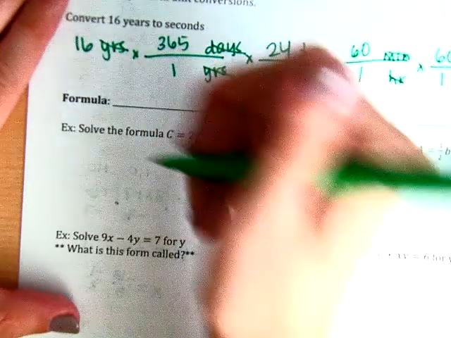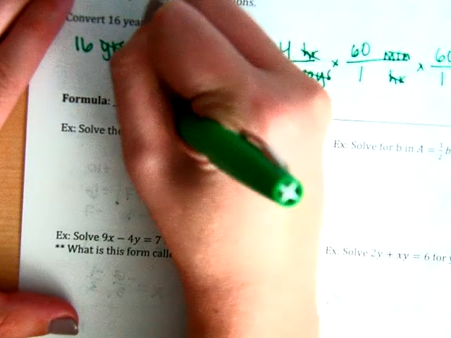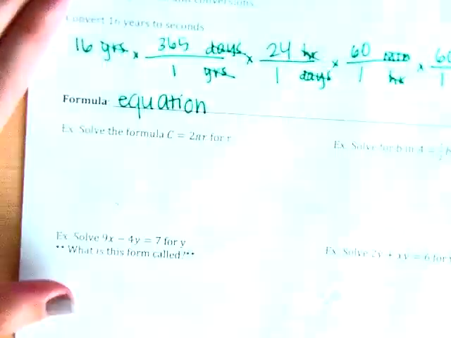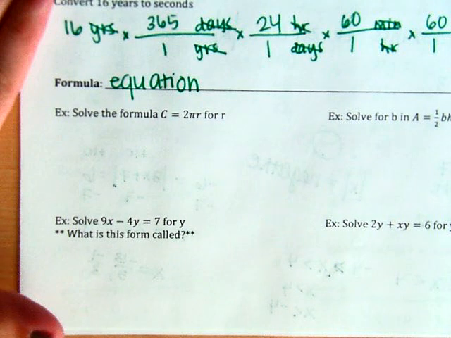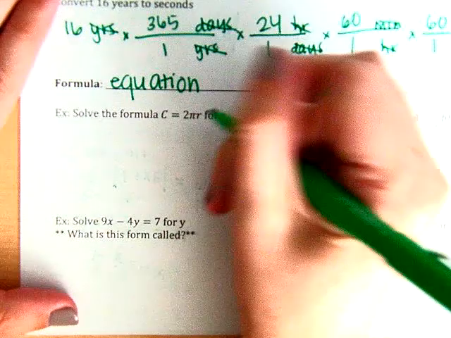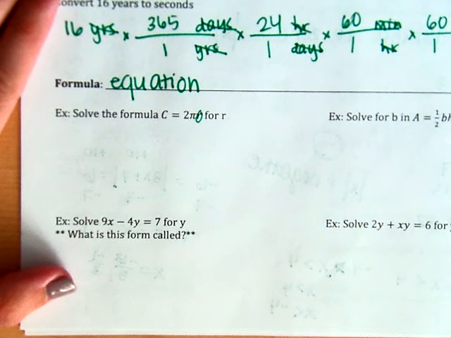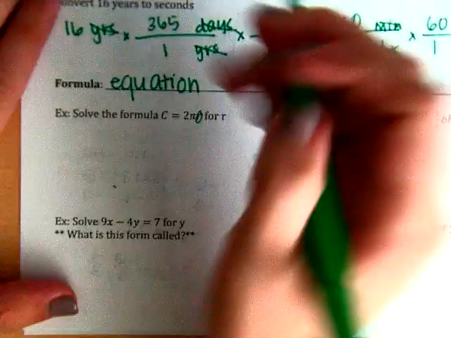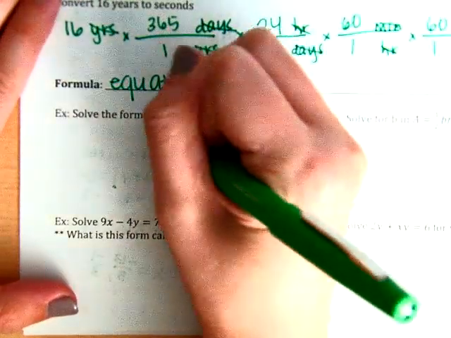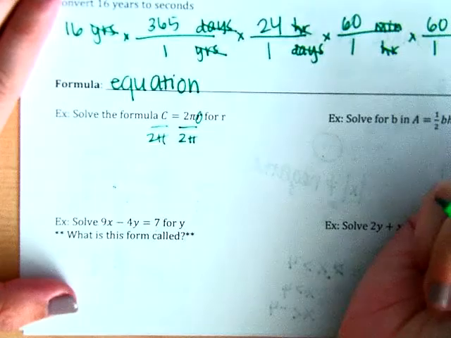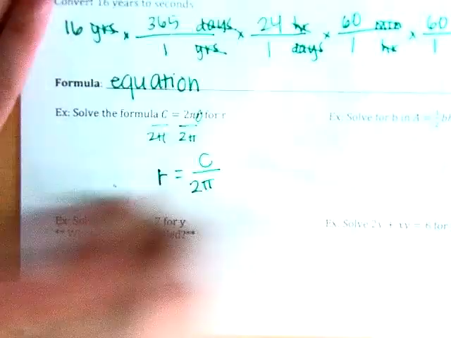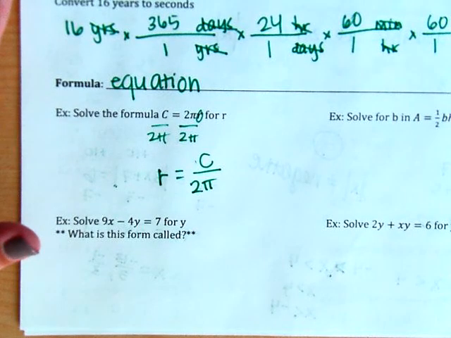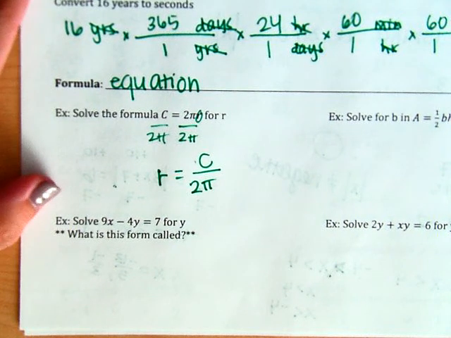Formula, what is a formula? It's basically an equation. It's an equation for something. So if you're taking this formula, C equals 2 pi r, and you're going to solve for r, I want to get this r by itself. Well, right now, it's being multiplied by 2 and pi. So to get rid of multiplication, I divide. So I'm going to divide by 2 pi. So then I have r equals C over 2 pi. That's all I want, is the r by itself.